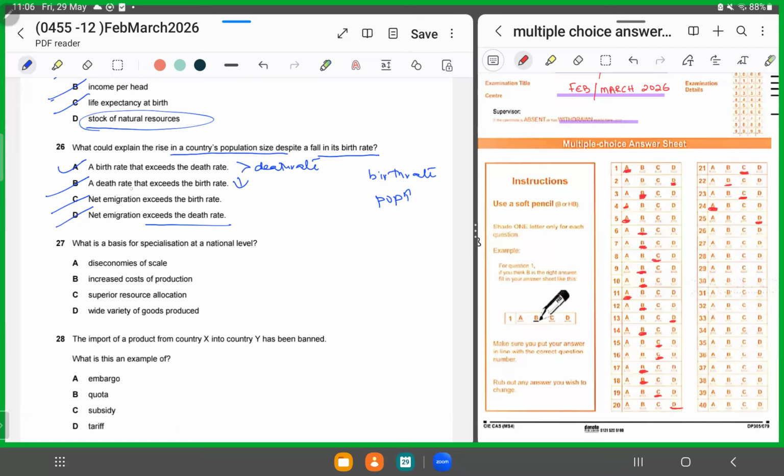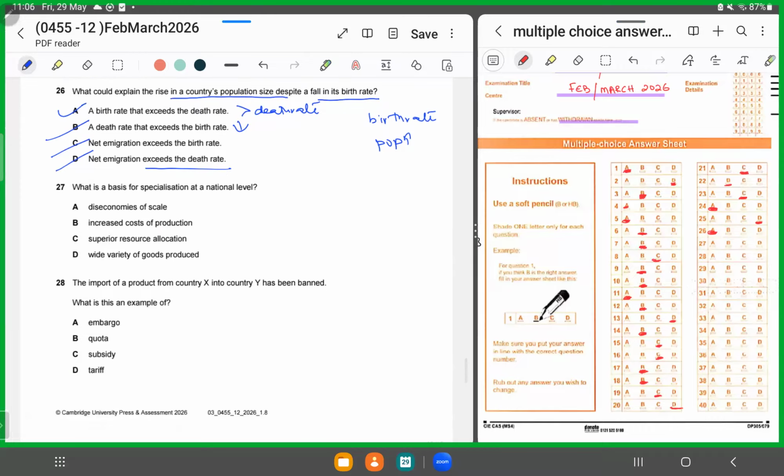Why? Because the birth rate, even though it was falling, that's what the question is saying, but the fall in the birth rate is less than the death rate. That means the birth rate is exceeding the death rate, right? So for 26 we should shade in A.